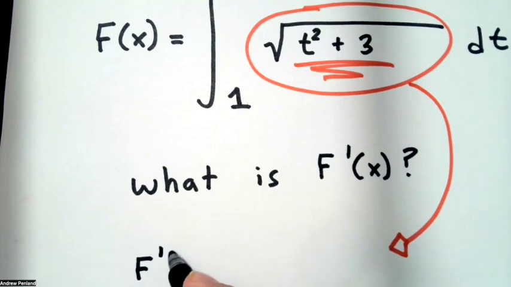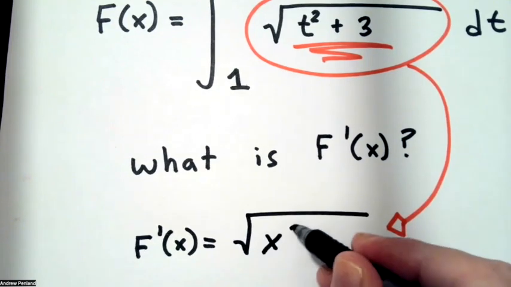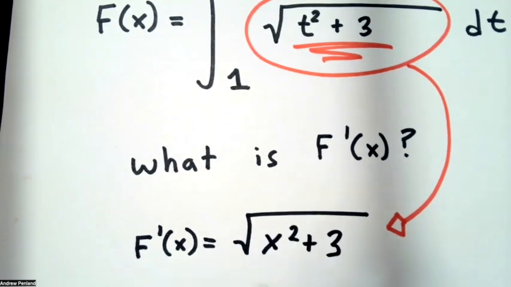Big F prime of x is a function of x, not t. The variable that we're plugging in here should be x. So the final answer would be big F prime of x is equal to the square root of x squared plus 3.